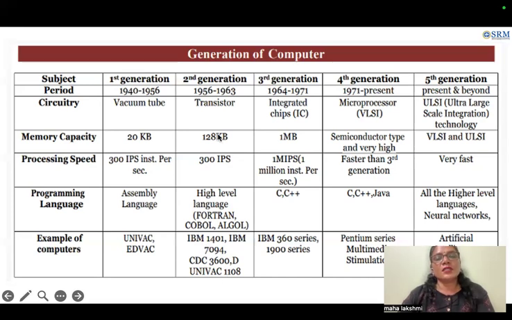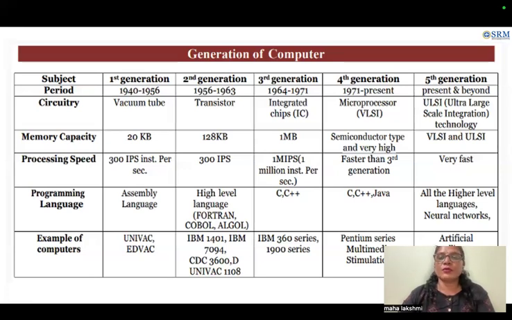UNIVAC 1108. And we have the third generation of computers, whose period is from 1964 to 1971. Its circuitry is made up of integrated chips, and its memory capacity increased from 120 KB to 1 MB. Its processing speed is 1 million instructions per second, so millions of instructions per second. Programming languages also developed, with C and C++. Example computers are the IBM 360 series and 1900 series.